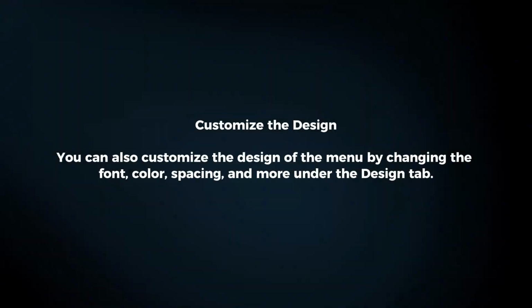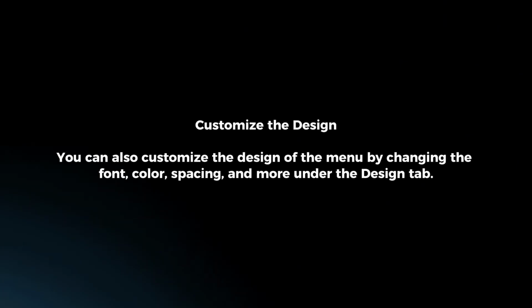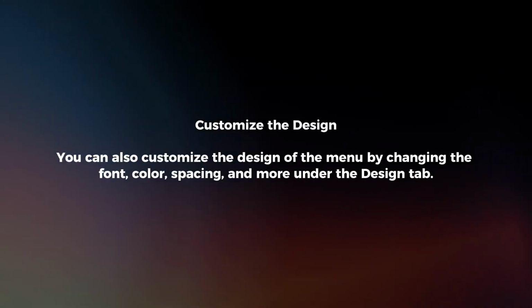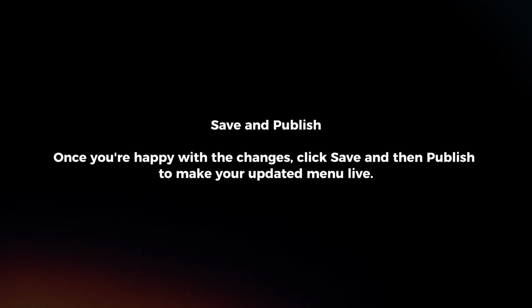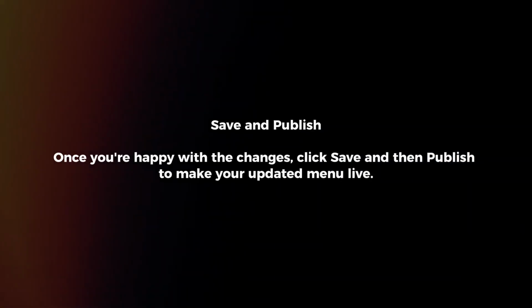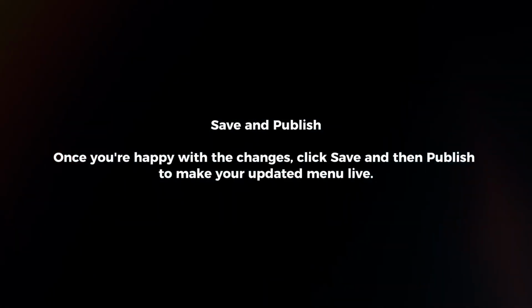Customize the design. You can also customize the design of the menu by changing the font, color, spacing, and more under the Design tab. Save and publish. Once you're happy with the changes, click Save and then Publish to make your updated menu live.